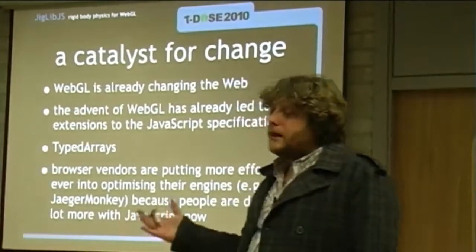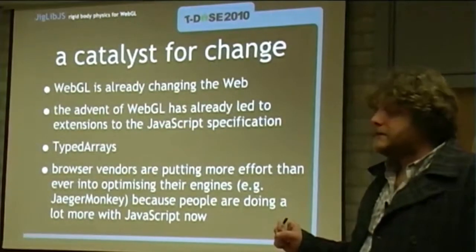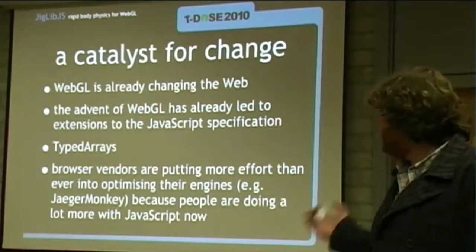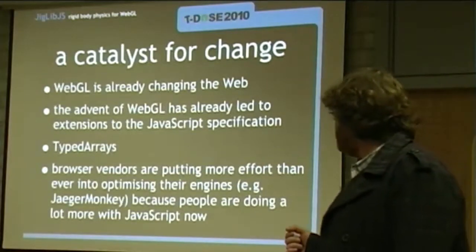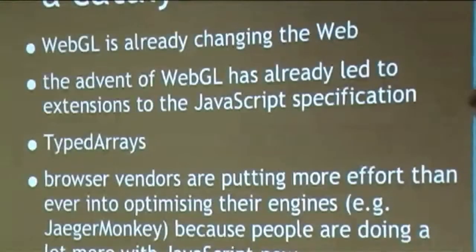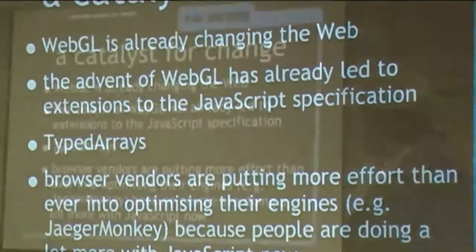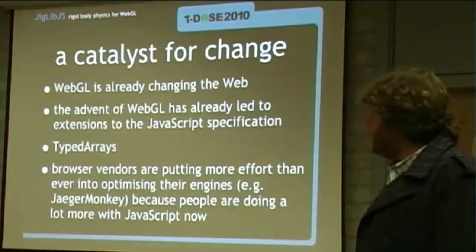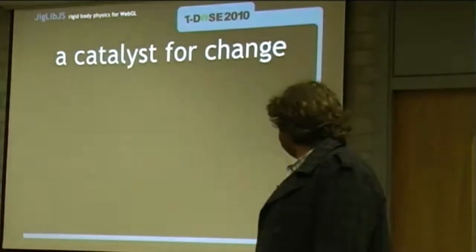And also, now that we're changing the way that we're using JavaScript, the browser vendors are beginning to put more and more effort into streamlining and optimizing their JavaScript engines. Just a few weeks ago, Mozilla released their new JagerMonkey engine, which is significantly faster than TraceMonkey. And I think that this is something we're going to keep seeing. I think there's going to be a lot of effort put into JavaScript from now on.